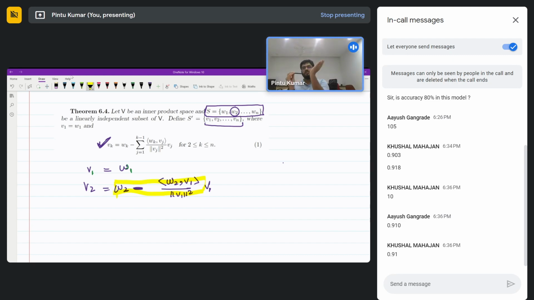Why? Because whatever component was parallel to v1 or inclined with v1, we have already subtracted from w2. So whatever is left is perpendicular now to v1. Now am I clear? Whoever asked me to repeat, if I'm not clear, please let me know, I'll try to explain it again. Was I clear? Sir, projection part is the projection part.